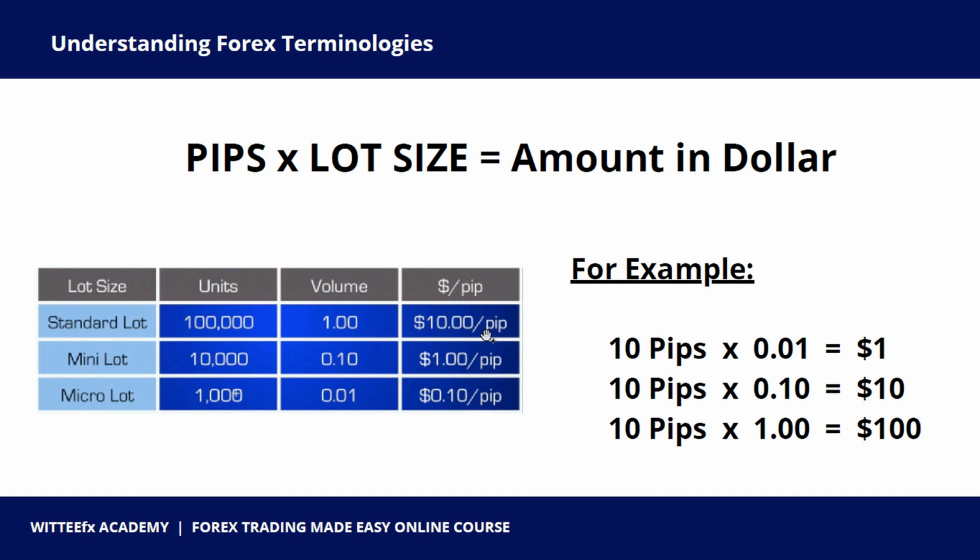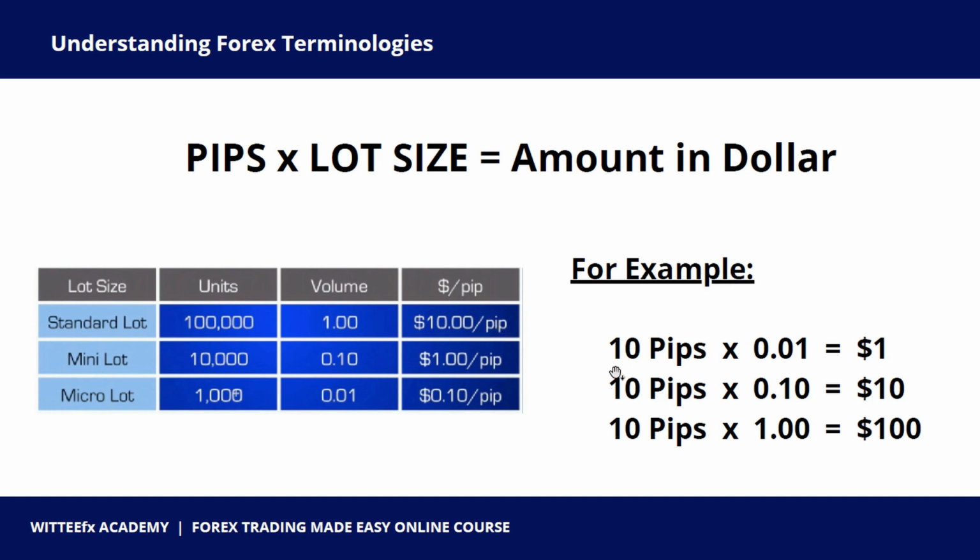So which means if you have 99.00 lot size running, it means your broker will be giving you 99 times 10, which is $990 per pip. As well as if you have 0.50 mini lot size running, it means your broker will be giving you $5 per pip. And if you have 0.08 micro lot size running, your broker is paying you 80 cents per pip.